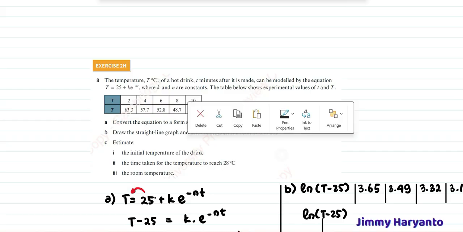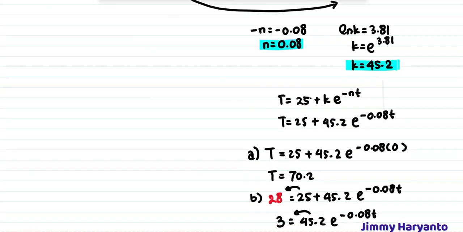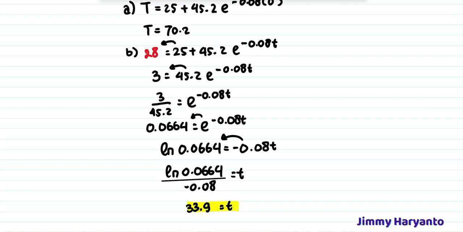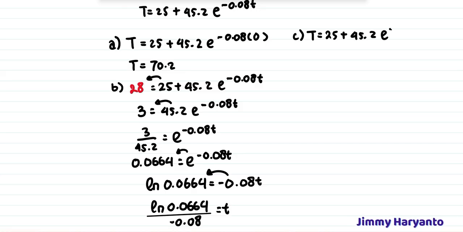Next is the room temperature. Wait, what is the meaning of room temperature? Okay, this is quite hard because the question didn't tell you what is the meaning of room temperature, yeah. But let's think about the situations. The situation is you put a coffee in a room, and then you will leave it until the temperature of the coffee is going down or decreasing, right?